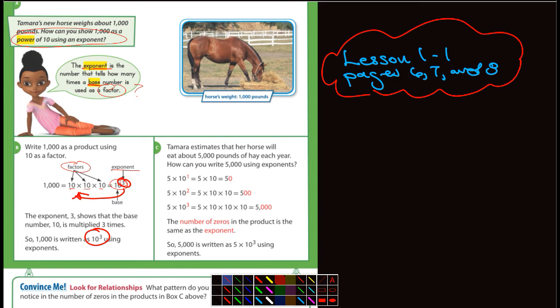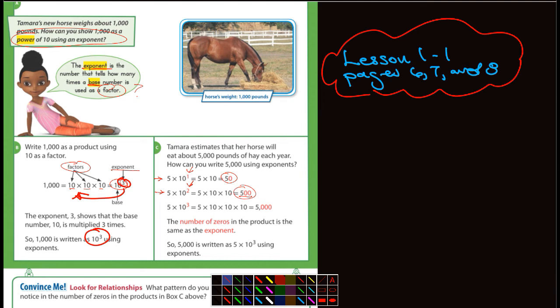So they give us some examples here. Let's look at the very first one here. So 5 times 10 to the first, or something with an exponent of 1, is really the same thing as 5 times 10, which equals 50. Okay? So 5 times 10 squared, that's the same thing as a number with an exponent of 2, it's called squared, is equal to 5 times 10 times 10, which equals what? 500. You guys know that.